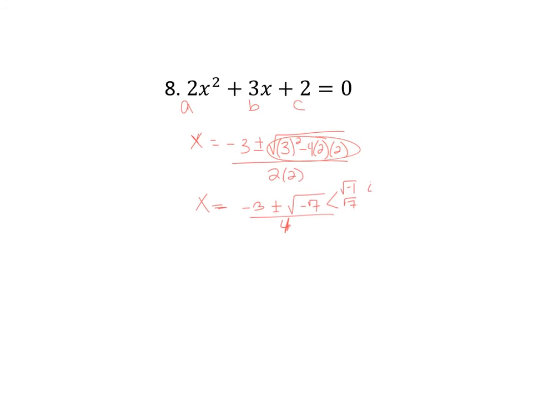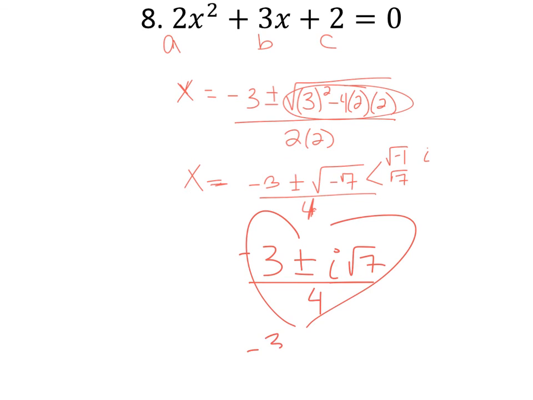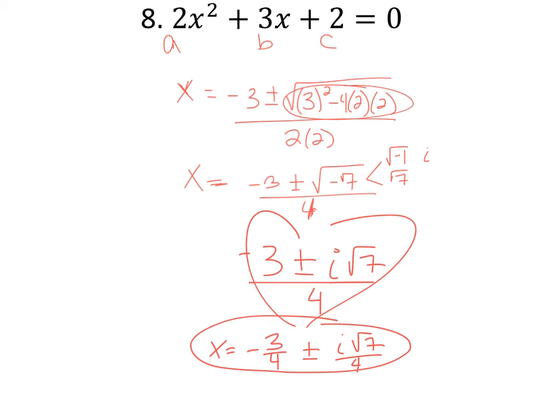Always just zooming out randomly on me. Okay, negative 3 plus or minus i square root of 7 over 4. Now remember, you have to split it up when you have i's, otherwise it is not in simplest a plus bi form. Even when it doesn't reduce, you need to split it up. So like with the last problem, it wasn't an issue. You could keep it all over the same denominator because there wasn't an i. When there is an i, you absolutely need to do the share the love, like break it up, okay?